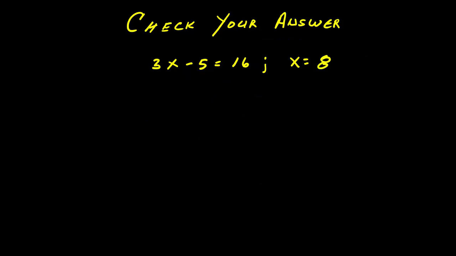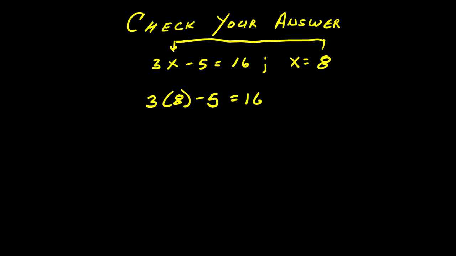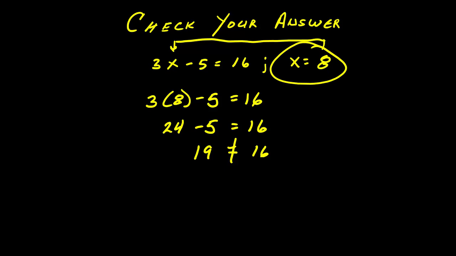Now let's suppose that instead of 7 we got 8, and we're going to check our answer. Once again, this system of equations, all we're going to do is substitute this value of x into this equation. That would be 3 times 8, subtract 5 equals 16. 3 times 8 is 24, subtract 5, and we want to know, does that equal 16? But 24 subtract 5 is 19. 19 does not equal 16, so that would tell us that this value of x is not a solution to the original equation.